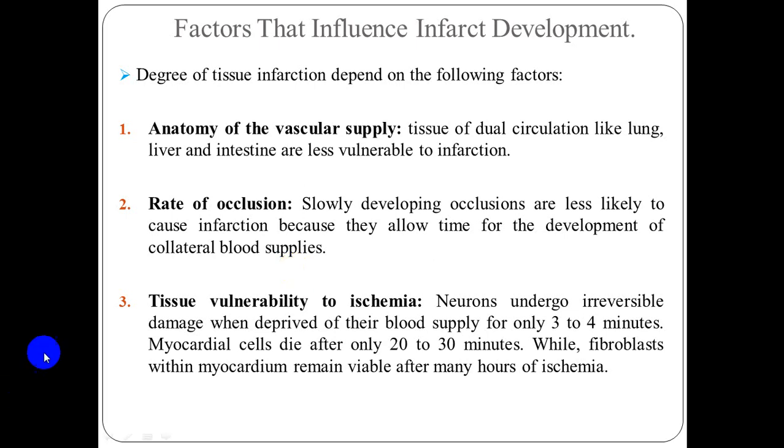Good. Three, tissue vulnerability to ischemia. How vulnerable is the tissue to ischemia? We said some tissues are susceptible, like the nervous system and the myocardial cells. The nervous system is more susceptible to ischemia, and the neurons can't withstand the deprivation of blood supply for more than 3 to 4 minutes. Myocardial cells have more time, meaning they can tolerate ischemia for longer than neurons.